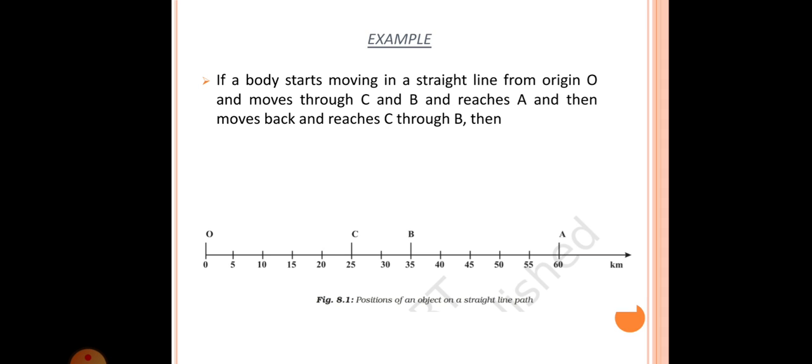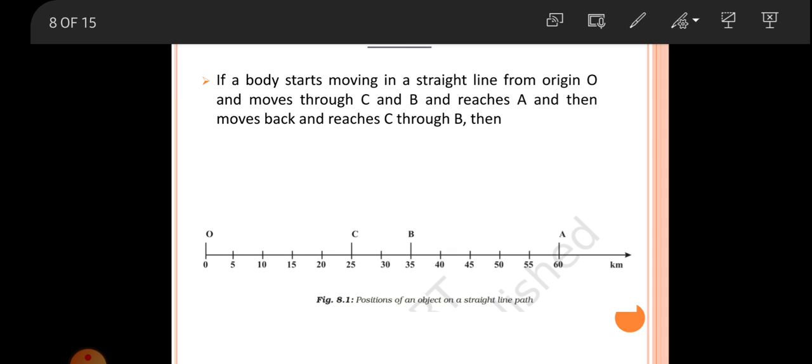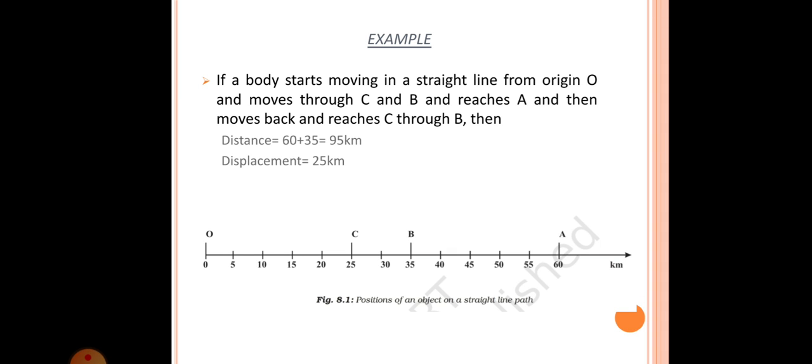And if it is asked what is the displacement, then our starting point is O and the final point is C. So the displacement will be 25 kilometer. Okay, clear? The total distance will be OA plus AC, that is 95, and displacement will be the shortest distance between the initial point and the final point, which is O and C. That means your displacement will be 25 kilometer.